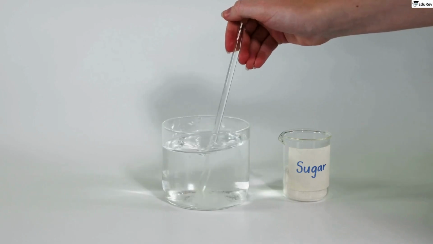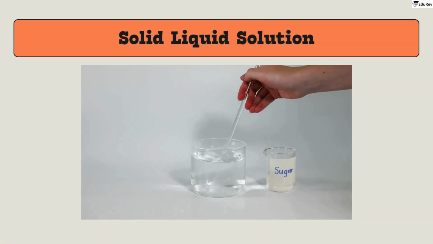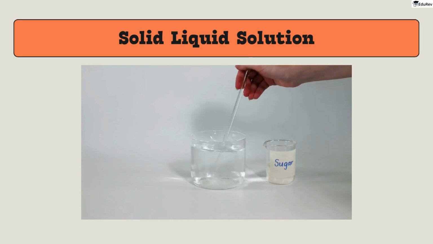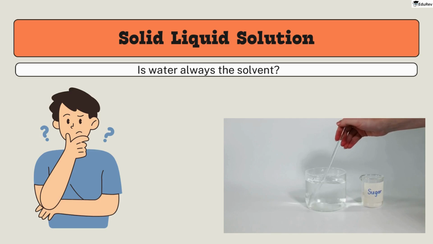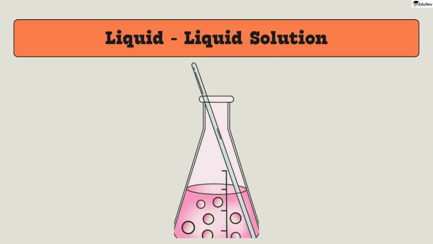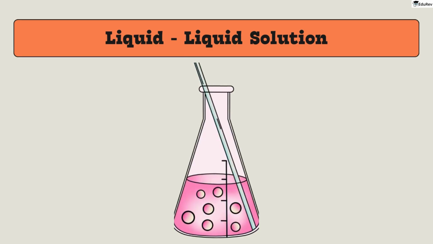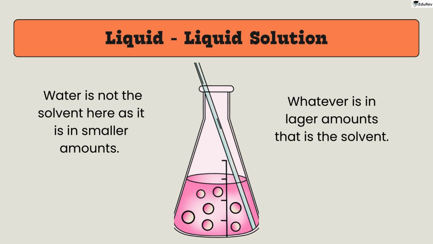Solutions can come in many forms. Let's look at some examples. First and the most common type of solution is solid-liquid solution, like this we already discussed. Here, sugar is solute and water is solvent. Now, you might have a misconception that water is always the solvent. Let's see another type. Liquid-liquid solution. Suppose we have a bottle of HCl and few drops of water mixed together. Both are liquids. Which one is the solvent here? Water is not the solvent here as it is in smaller amounts. Whatever is in larger amounts, that is the solvent.